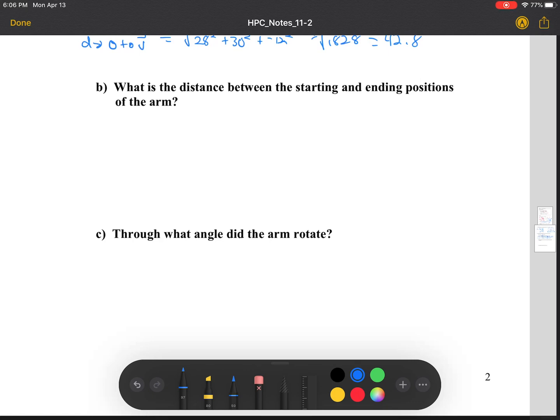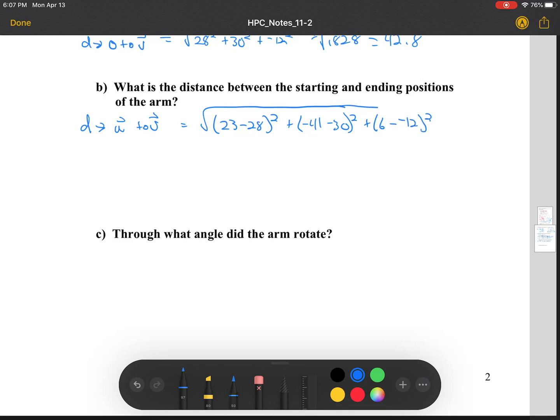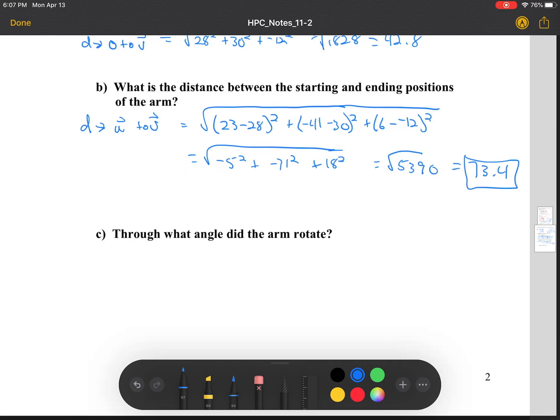So now let's look at B. What is the distance between the starting and ending positions of the arm? So now they're asking, if the arm's out at U and it moves to V, what's the distance that the arm moves? So we're measuring the distance from U to V. So again, our distance formula between 2 points. Okay, continue to simplify. Negative 5 squared plus negative 71 squared. It's 18 squared. 73.4. All right, so we found our final distance. Again, these are all calculator problems.